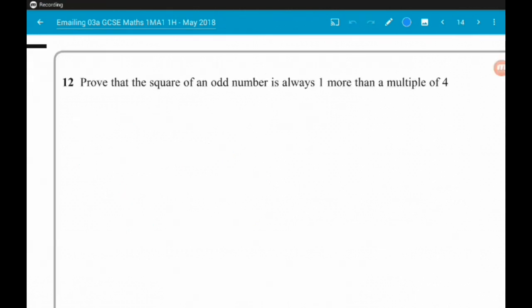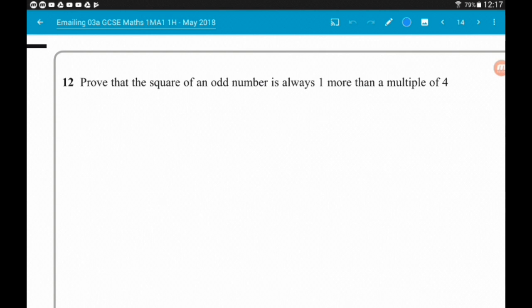Question 12, we got some nice algebraic proof. So we want to prove that the square of an odd number is always one more than a multiple of 4. So, never ever with questions like this, just put numbers in, so don't go like 3 squared is 9, oh, that's 1 more than 8, so it's 1 more than a multiple of 4, good times. What we need to do first of all is work out what to call odd numbers.